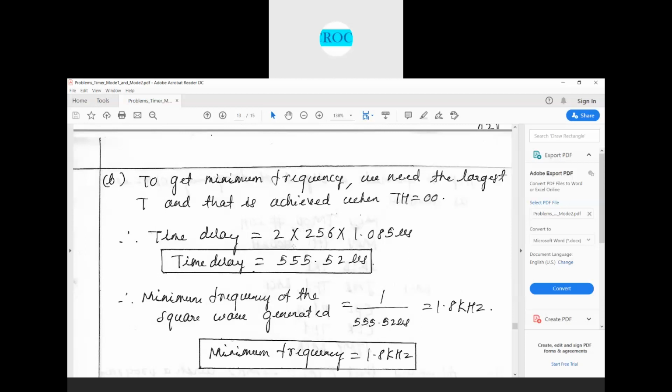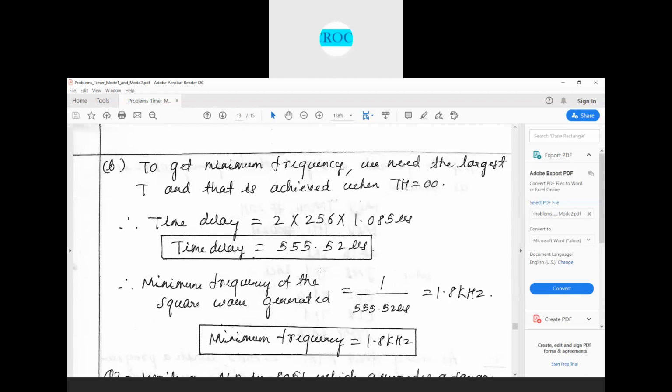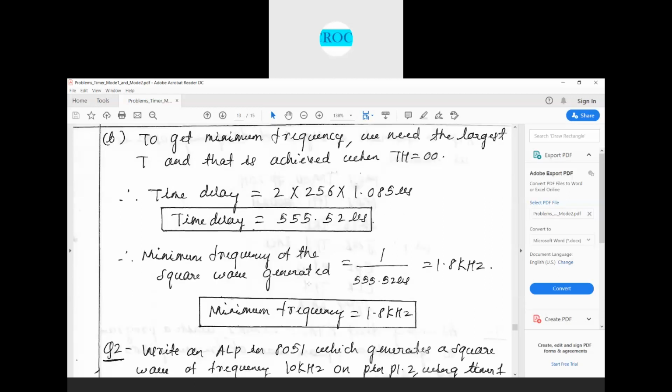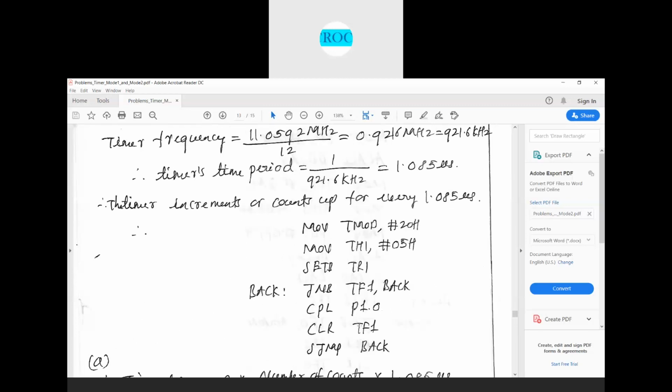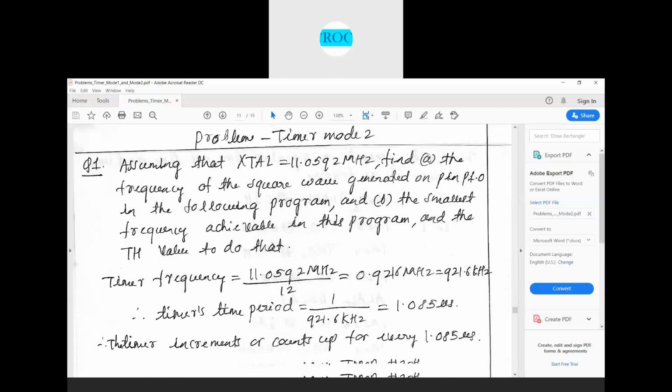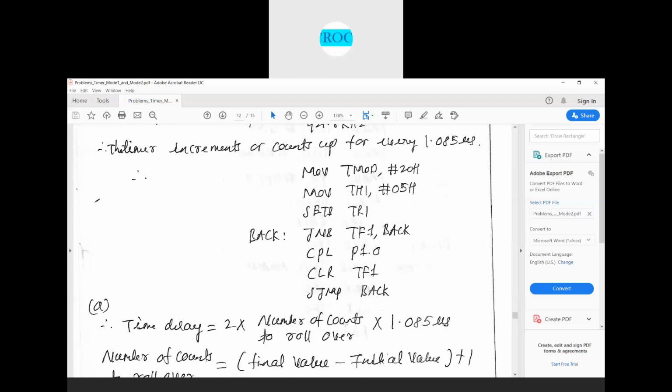256 into 2 into 1.085 microseconds. So what is the time delay we generated here? 555.52 microseconds. So what is the frequency of the square wave which is generated here? 1.8 kilohertz. Right? This is the 1.8 kilohertz which is generated for the program which is given with an initial value of 05H there.